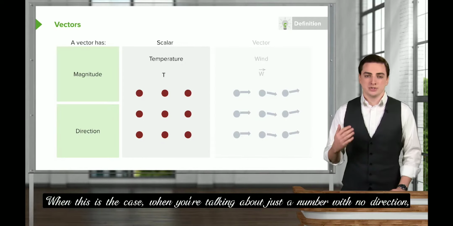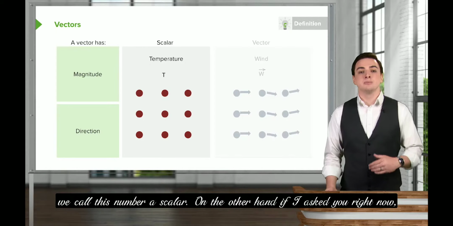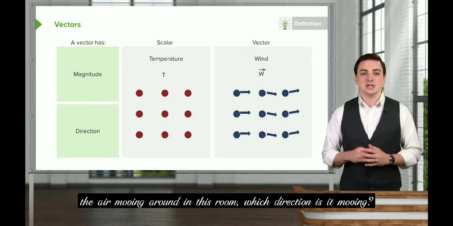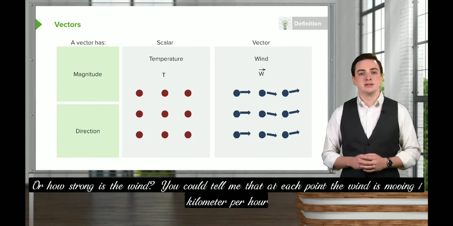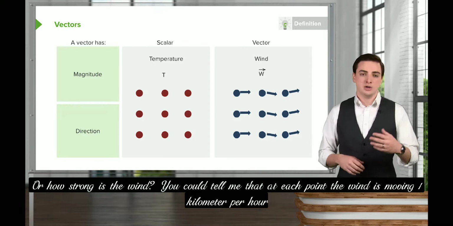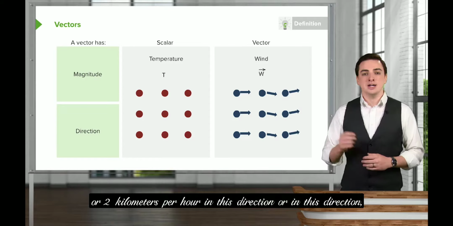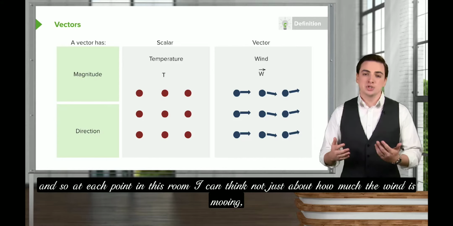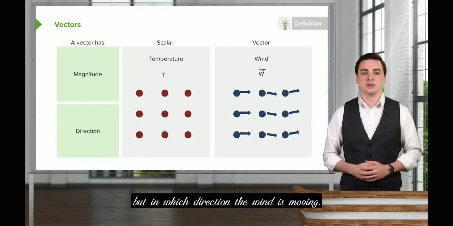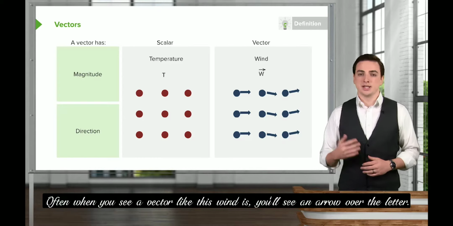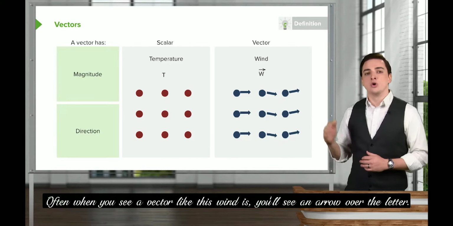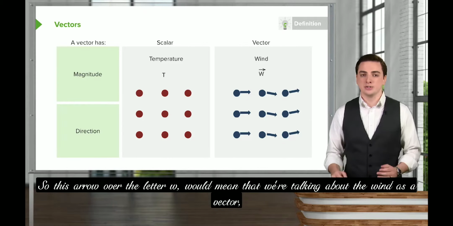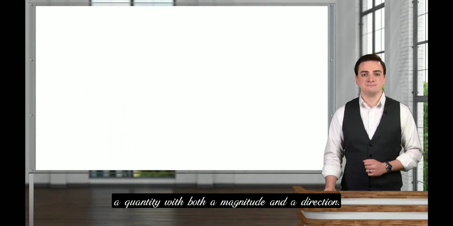When this is the case, when you're talking about just a number with no direction, we call this number a scalar. On the other hand, if I asked you right now, the air moving around in this room, which direction is it moving or how strong is the wind, you could tell me that at each point the wind is moving 1 kilometer per hour or 2 kilometers per hour in this direction or in this direction. And so with each point in this room, I can think not just about how much the wind is moving, but in which direction the wind is moving. Often when you see a vector, like this wind is, you'll see an arrow over the letter. So this arrow over the letter W would mean that we're talking about wind as a vector, a quantity with both a magnitude and a direction.